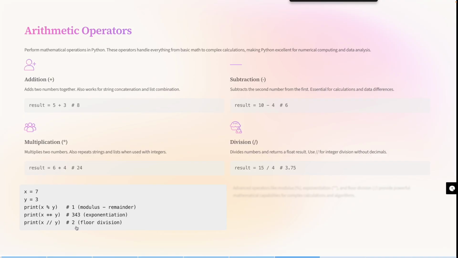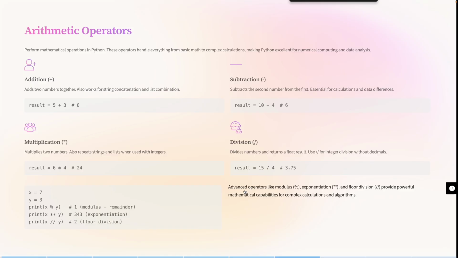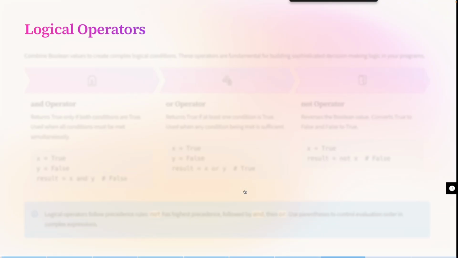As you can see, we have 7 double divided by 3. This is floor division. We are not going to get a result in decimals because we are using floor division. It actually gives the result as an integer value, not a decimal value, when we are using this kind of double division. So advanced operators like modulus, exponential, and floor division provide powerful mathematical capabilities for complex calculations and algorithms.